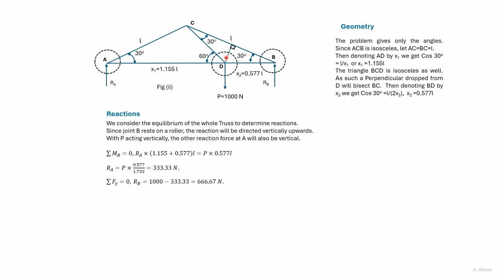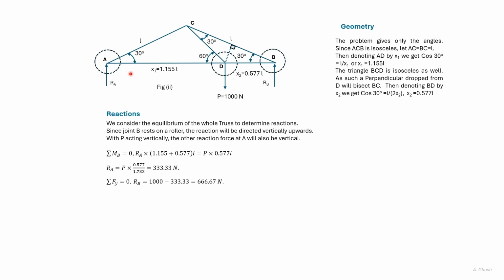In joint D, there are three unknowns. So we can't solve joint D first up. However, if we have solved joint A, then we know the force in AD, and as such in D there will now be two unknowns. So joint D can be solved after joint A has been solved.